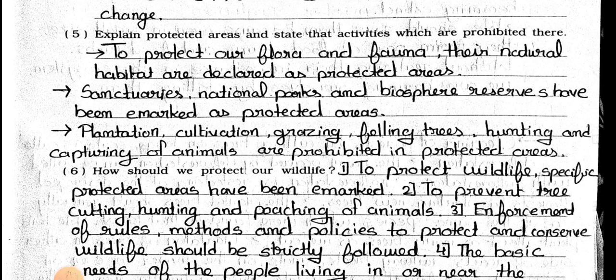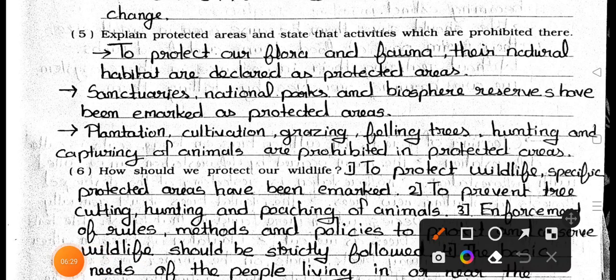Question number 5. Explain protected areas and state the activities which are related. Answer is, to protect our flora and fauna, nature is declared as protected areas. Sanctuaries, national parks and biosphere reserves have been marked as protected areas. Planting, cultivation, grazing, felling, hunting and capturing of animals are prohibited in protected areas.